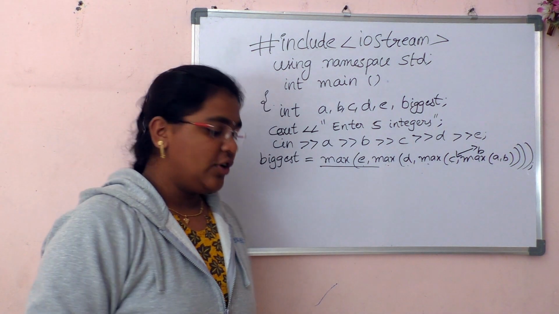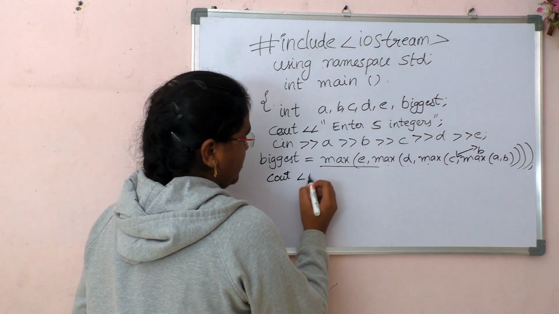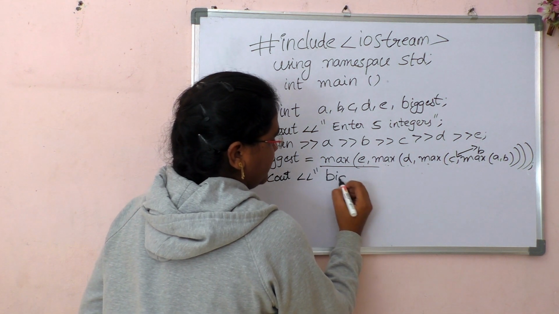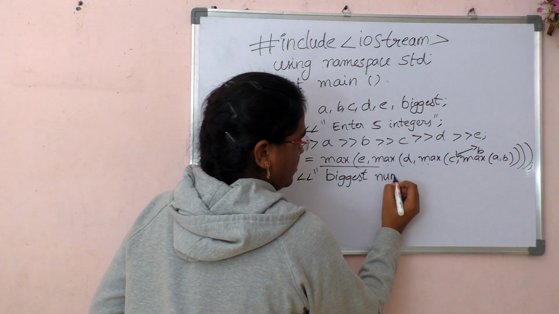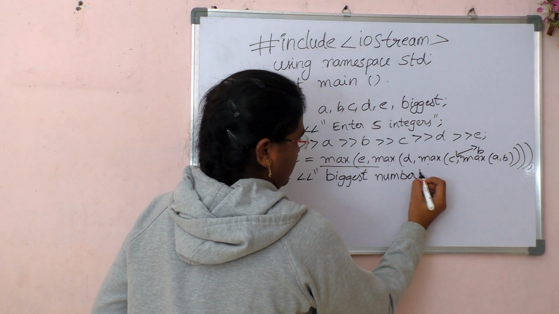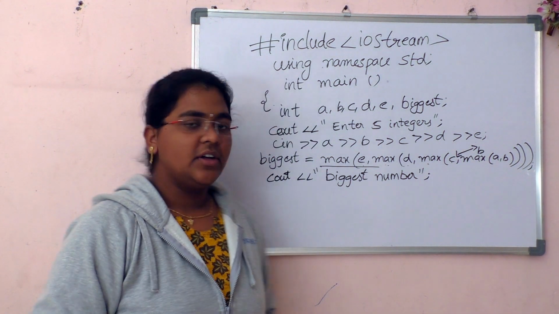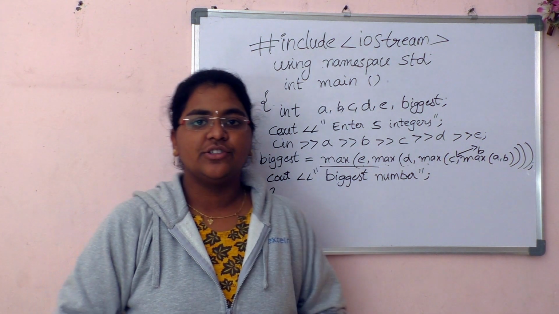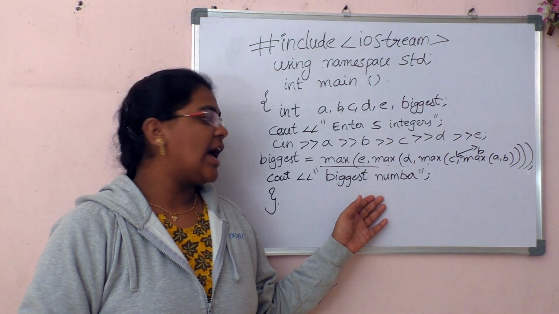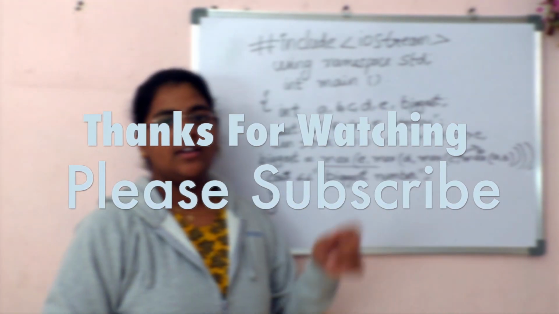And now the cout statement, biggest number. This is the cout statement, biggest number, and close the bracket. This is the simple C++ program using the max function to find the largest among the 5 integers. Thank you.